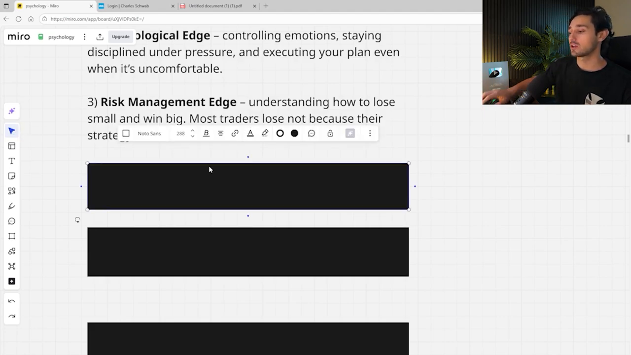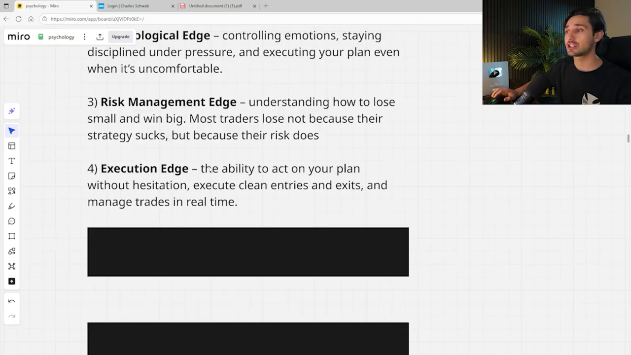You'll learn about that later in the course. Number 4, execution edge. This is the edge where you have a really good trading plan. You are very good at reading price action. You're good at identifying high quality setups. You're good with the risk management, but you're also excellent at executing it and being able to actually make money off of your trading plan in real time.